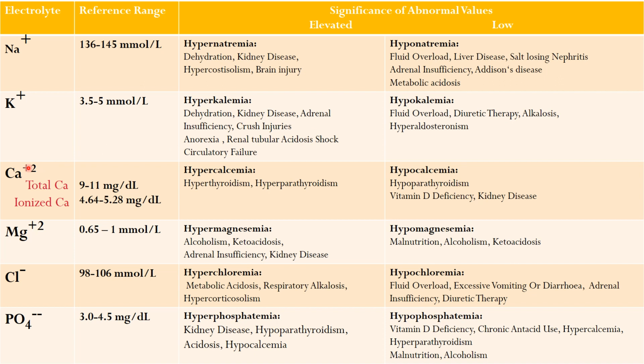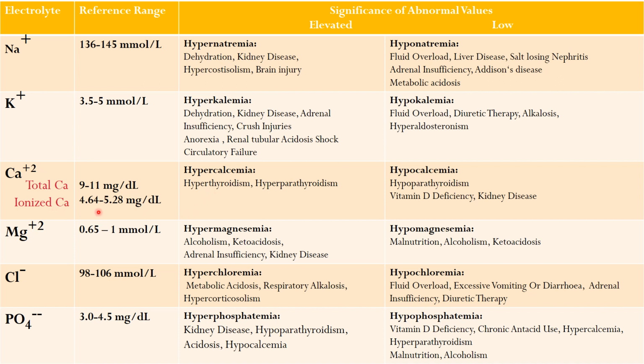hyperaldosteronism. Calcium ions normal range is 9 to 11 milligrams per deciliter. Values above 11 milligrams is stated as hypercalcemia, and it is generally seen in hyperthyroidism, hyperparathyroidism, to name a few. Hypocalcemia, on the other hand, is values below 9 milligrams per deciliter, and it is seen in hypothyroidism, hypoparathyroidism, vitamin D deficiency, and kidney disease.